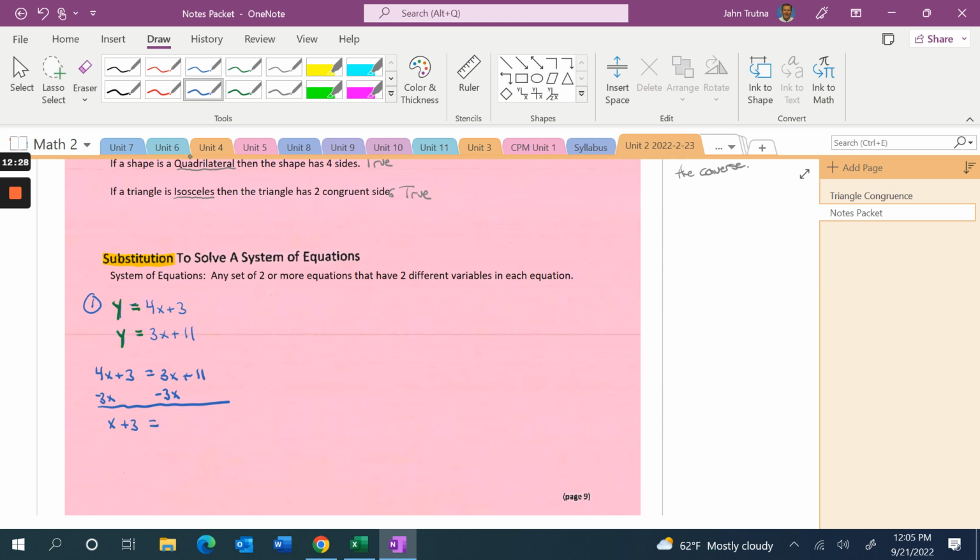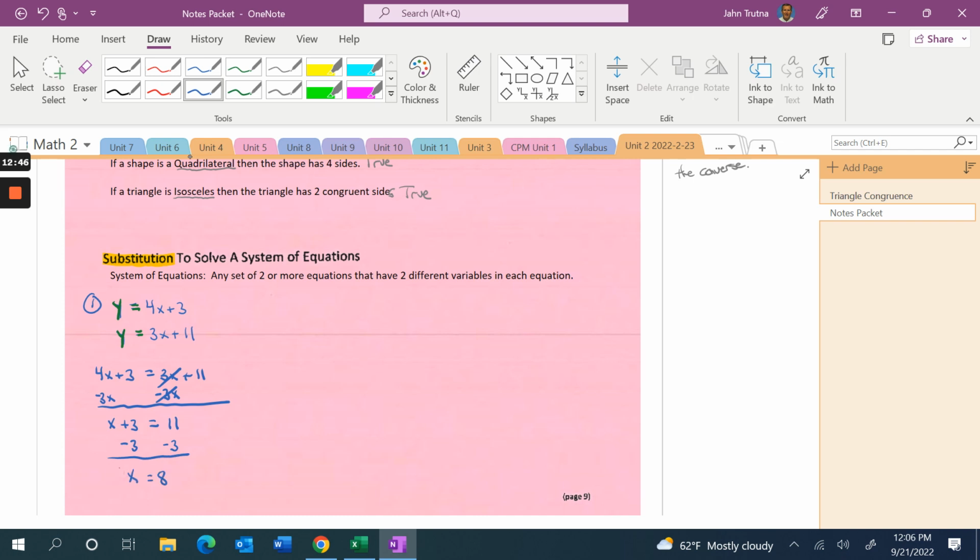I bring down the plus 3. I bring down the equal sign. I cancel out the 3x's. The minus 3x cancels out the positive 3x. And I bring down the positive 11. And then my next step would be to subtract 3 from each side. And I get x is equal to 8.